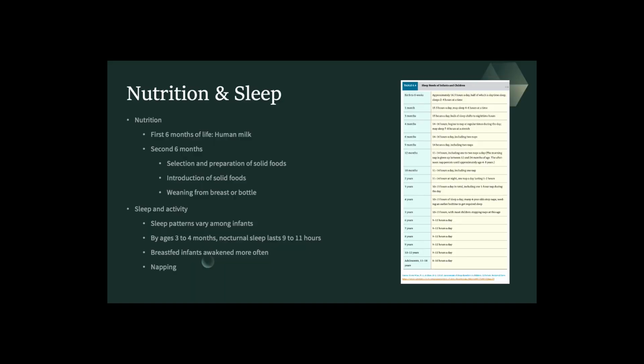Nutrition is also important. The first 6 months of life consists of human milk or formula. If the child is only breastfed, then you want to make sure that they're also being provided with an iron supplement. During the second 6 months of age, we start to introduce solid foods. These are typically purees, and they are introduced one food at a time.